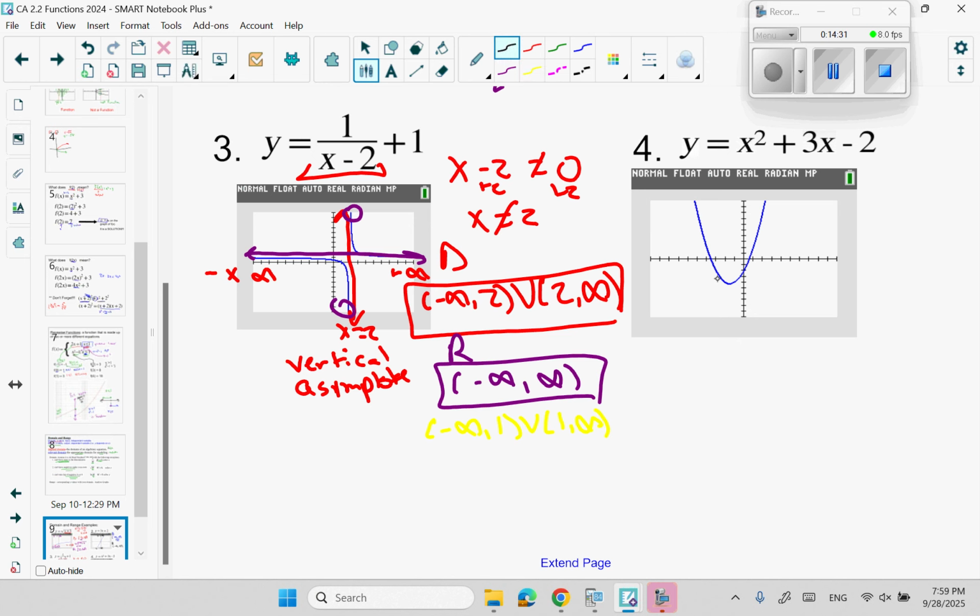Here, I get a parabola, so I see no domain restrictions because I don't have a fraction, I don't have a square root, and I don't have a logarithm, so I get all real numbers. But when I go to look at this parabola, I do have this minimum right here at, let's say, negative 1.5 and negative 4. I never go below that value in terms of the range, but I do hit that value. So I'd say my range is negative 4 to infinity.